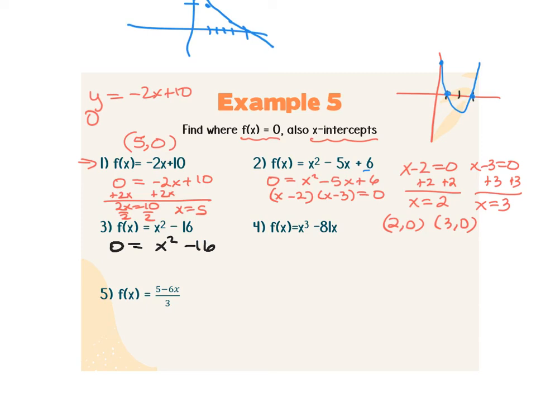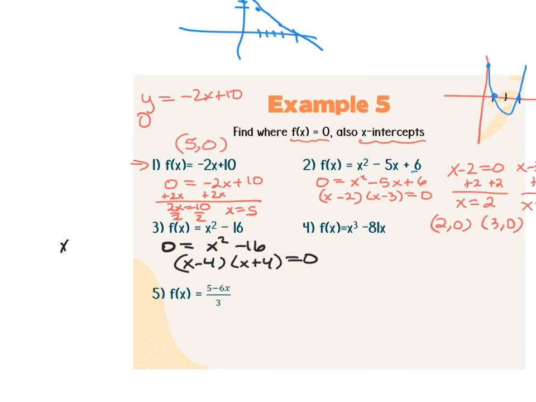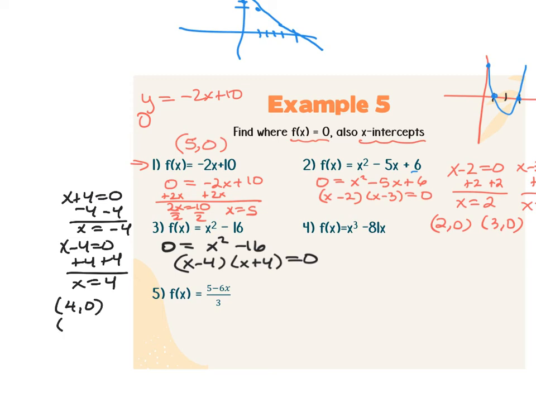I can either do the square root method here by adding the 16, or I can factor. It's a difference of 2 squares. Set each of the factors equal to 0. So x minus 4 equals 0, and x plus 4 equals 0. Subtract 4, x equals negative 4. Add 4, x equals positive 4. So the two x-intercepts are going to be (4, 0) and (-4, 0).